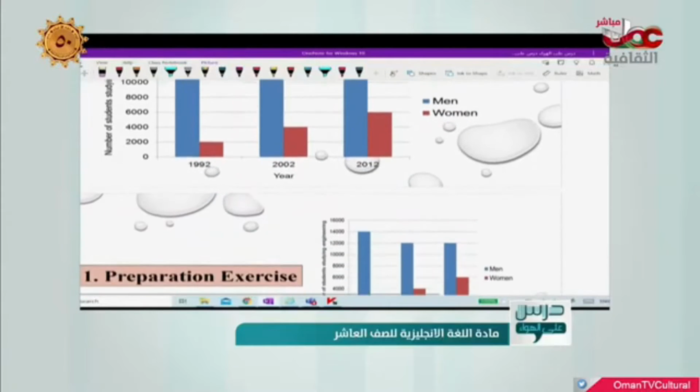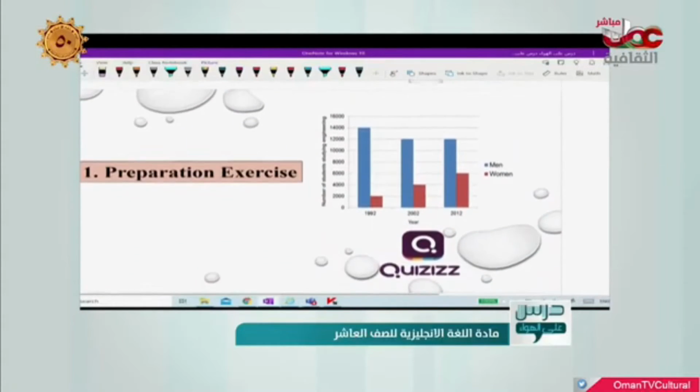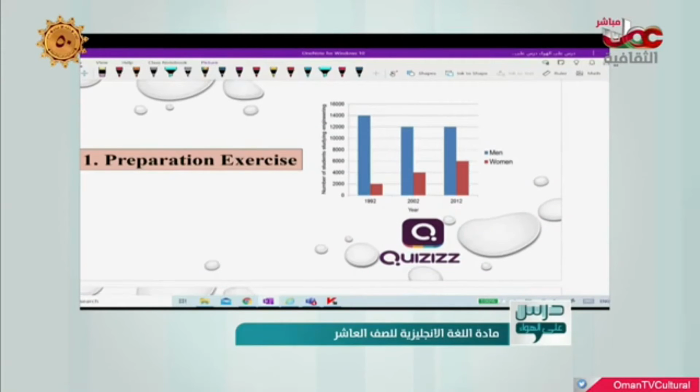So let's have an exercise to prepare you for this chart, how to write a chart. We'll go through steps, so don't worry about it. So we'll go through steps 1, 2, 3, 4, 5. Then you will be able, inshallah, to write about almost any chart.